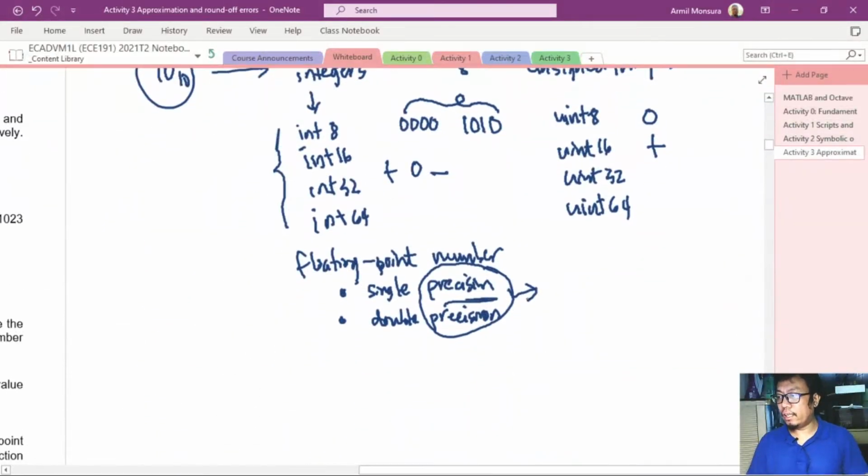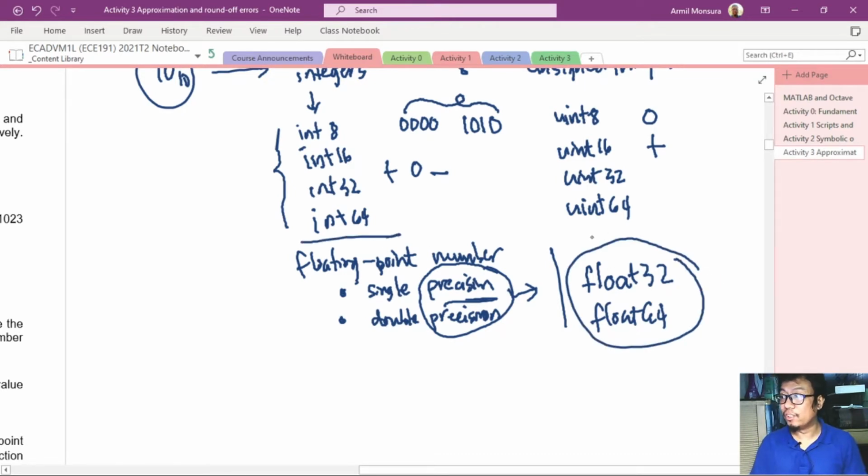By the way, in some literatures, and not in MATLAB actually, single precision floating point numbers are written as float 32, and double precision is written as float 64. These are not MATLAB terms. Ulitin ko lang, these are not MATLAB terms katulad nitong mga to. These are MATLAB terms. These are not. Kasi baka mamaya i-issue yung command na float 32 tsaka float 64 dun sa MATLAB niya. No, they won't work.